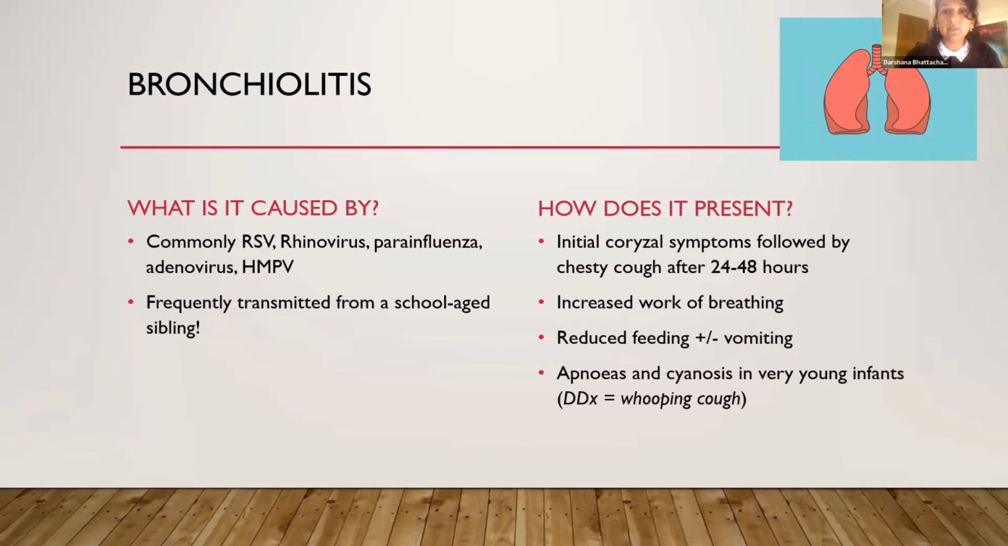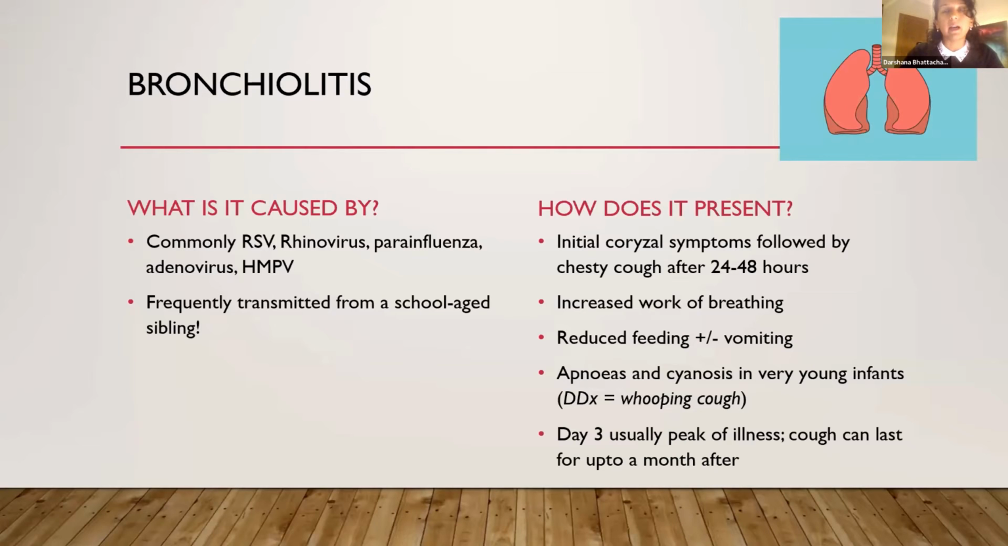In very young infants or infants that are premature, if they have bronchiolitis, they might have apneas where they have pauses in their breathing, or they might have episodes of cyanosis. And in unimmunized infants, so those less than 2 months, always consider whooping cough as a differential in any infant that's having an apneic episode or a cyanotic episode with coughing as well.